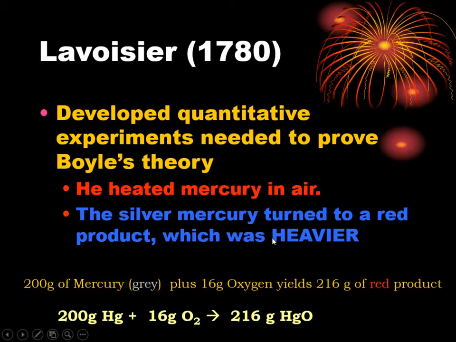So basically, he heated mercury and air, and the silver mercury turned into a red product, which was heavier. So they combined them. So he had an idea to prove that this element plus this element bonded together to make a new molecule. So basically, he got some quantity to prove about elements. Okay?